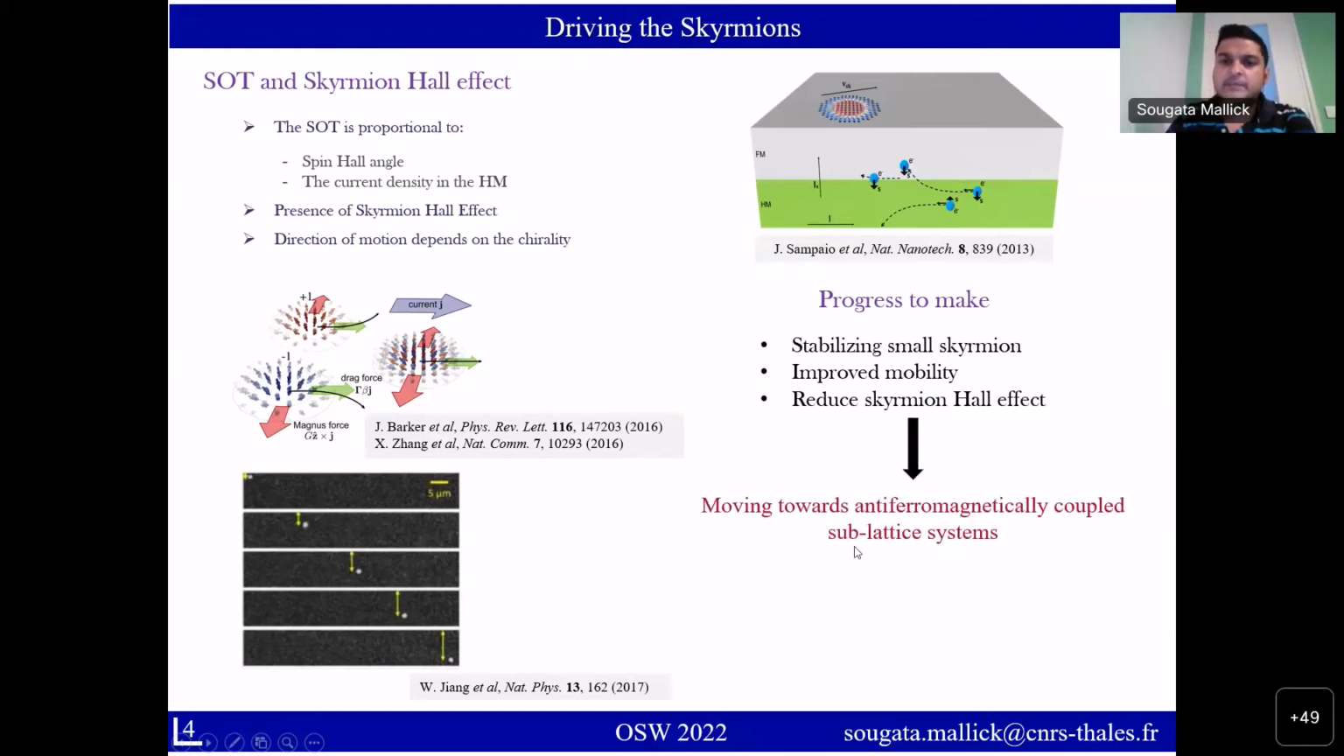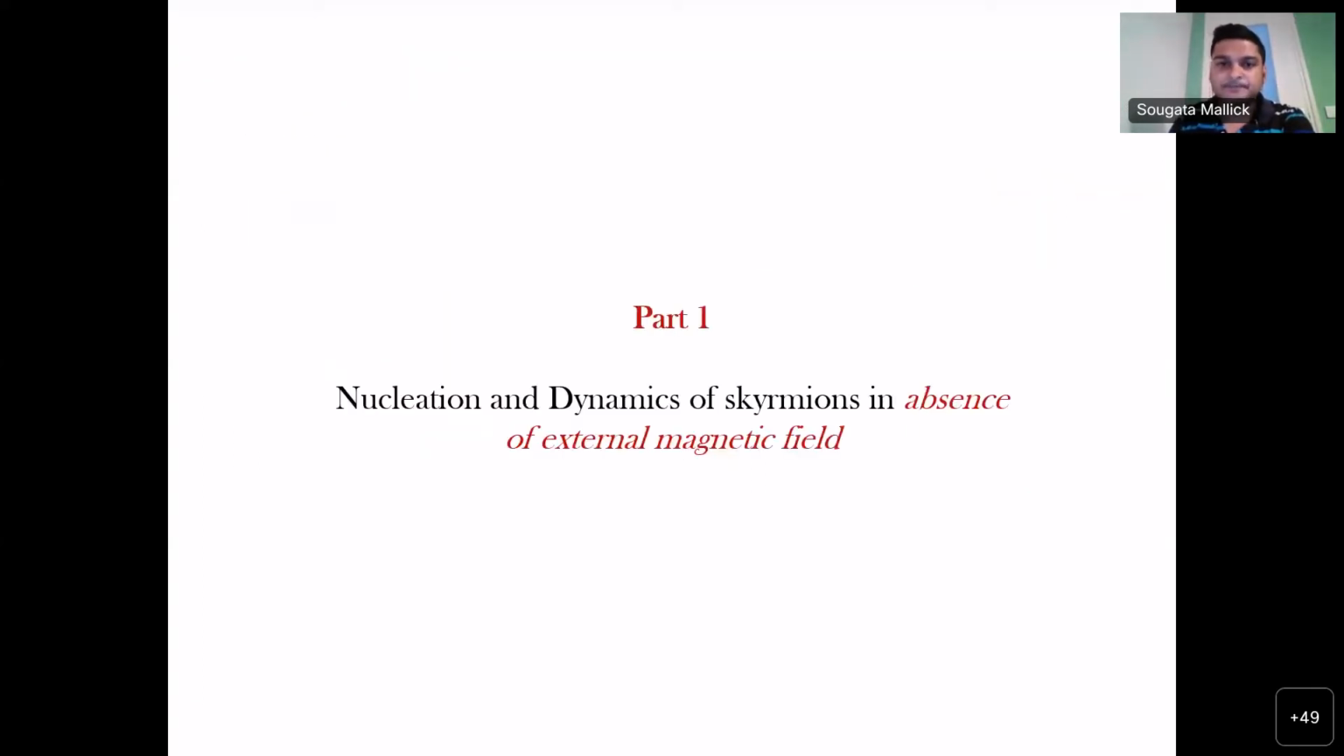And for this, basically, we need to move towards antiferromagnetically coupled sublattice systems. However, we all know that antiferromagnets are insensitive to magnetic fields. So in the first part of my presentation, I will tell you how we can stabilize skyrmions in the absence of any external magnetic field.